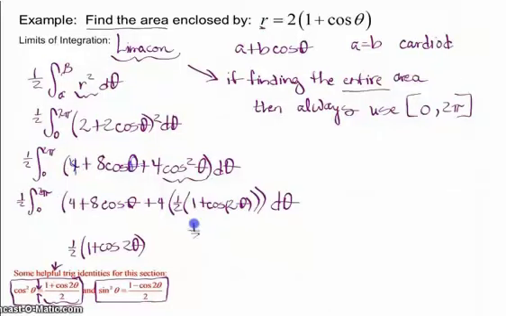So I'm going to come over here and copy it down here. 1/2 integral from 0 to 2 pi. I have 4 plus 8 cosine theta. And now 4 times 1/2 just gives me 2, plus 2 times the quantity 1 plus cosine of 2 theta.